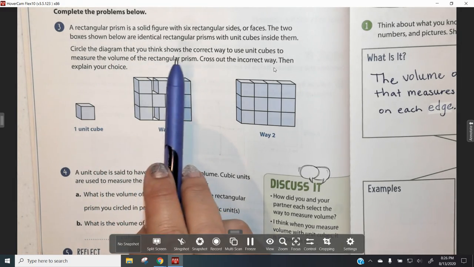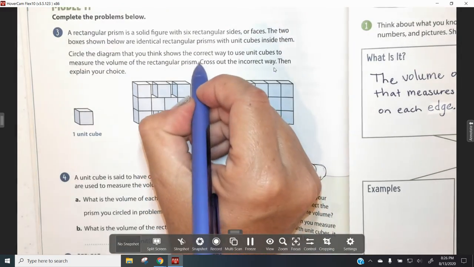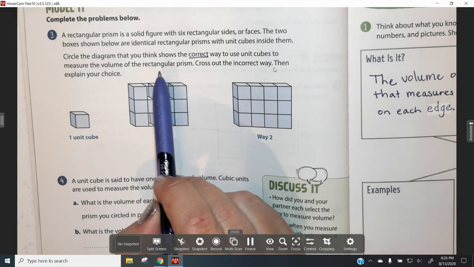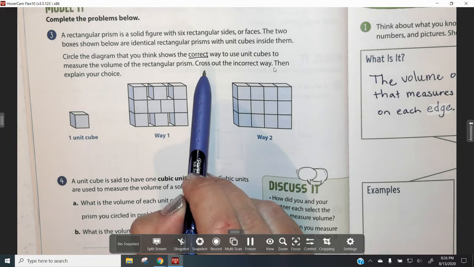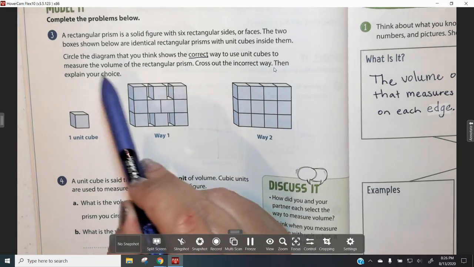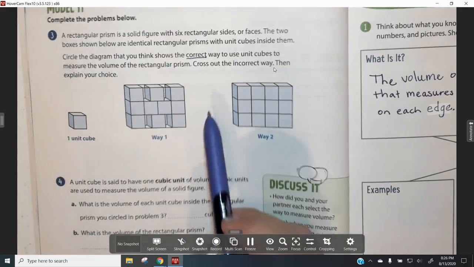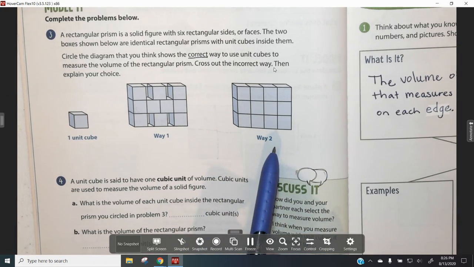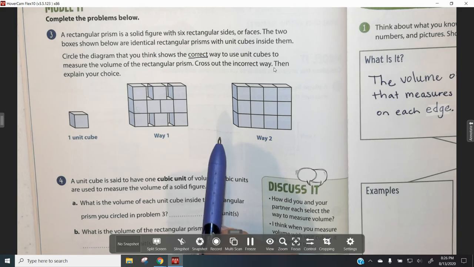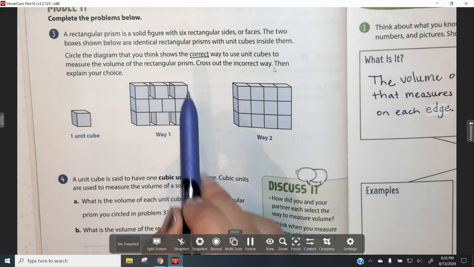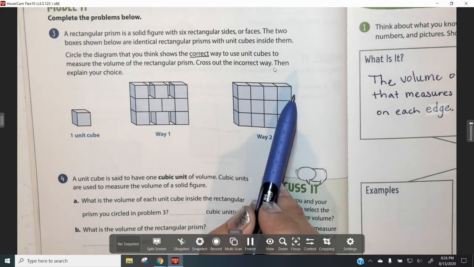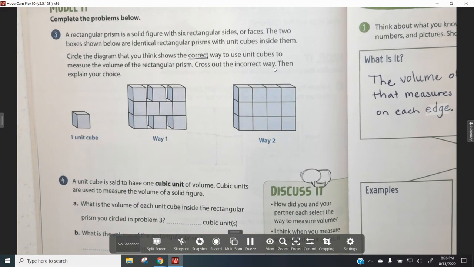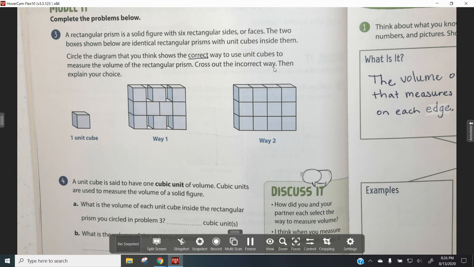Circle the diagram that you think shows the correct way to use the unit cubes to measure the volume of the rectangular prism. Cross out the incorrect way, then explain your choice. So which of these figures, way 1 or way 2, is the correct way to measure the volume of this rectangular prism? Which of these is correct? Make sure you circle it.